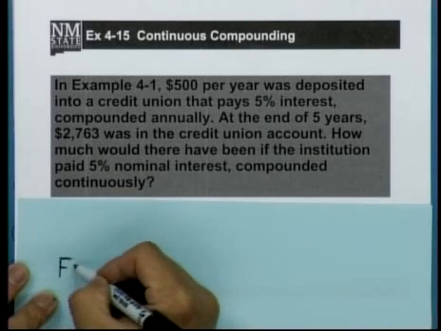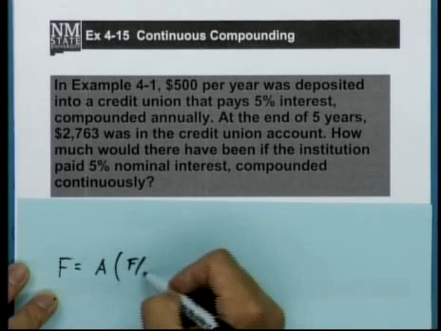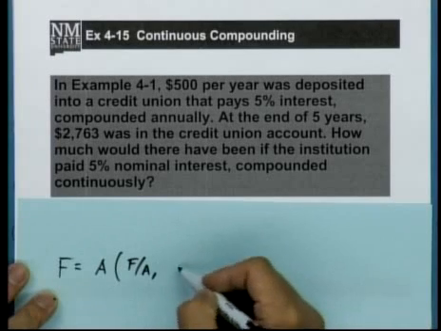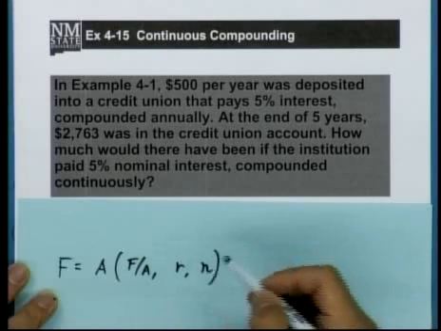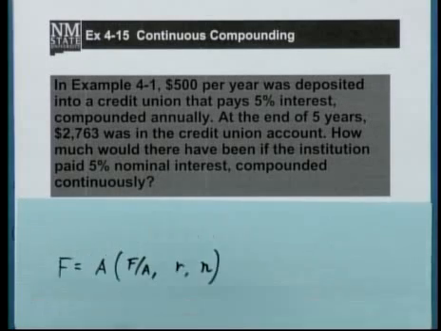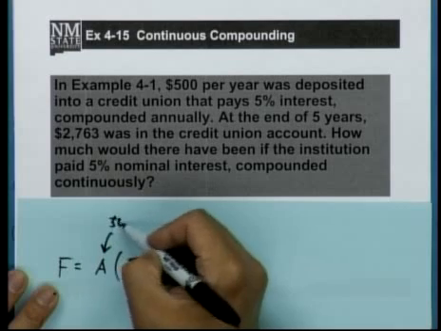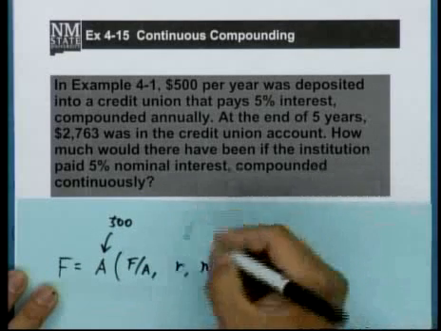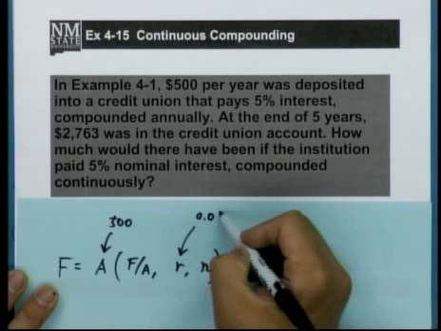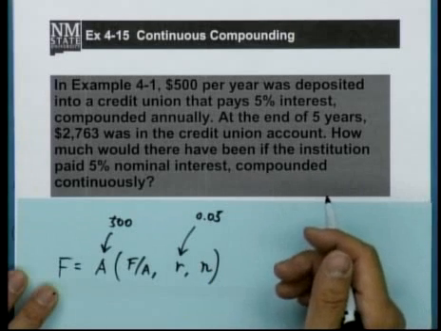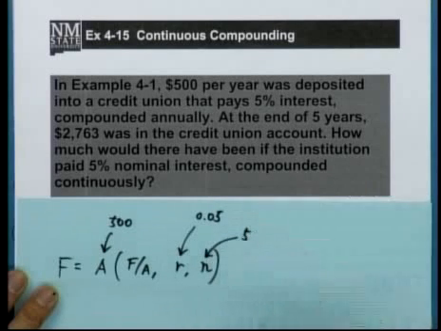F equals A times F given A, and R% over N periods, right? Of course, here A is given as 500, right? And what is the value of R? R is 5%, 0.05, and N would be 5 years, right?